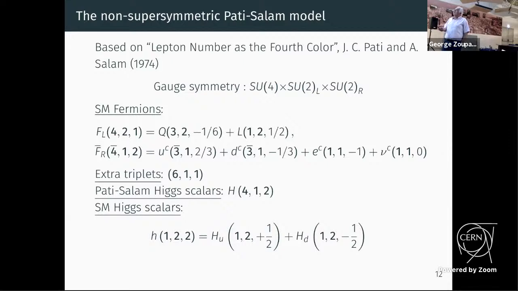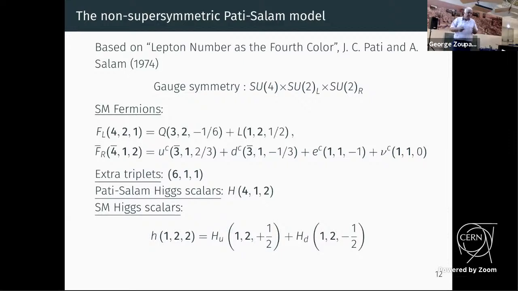Now, in the Pati-Salam scenario, all the standard model fermions are assigned to a 16 of SO(10), which is actually a 4 of SU(4) with a 2 left and a 4 bar 2 right. So this is a very simple assignment. All the fermions are here, including the right-handed neutrino, and we can get extra triplets in the 6 of SU(4), and then we get the Pati-Salam Higgs scalars. These are the scalars required to break the Pati-Salam to the standard model, and we get automatically 2 standard model doublets, which are accommodated in the bi-doublet of Pati-Salam. So this is the simplest Pati-Salam scenario.